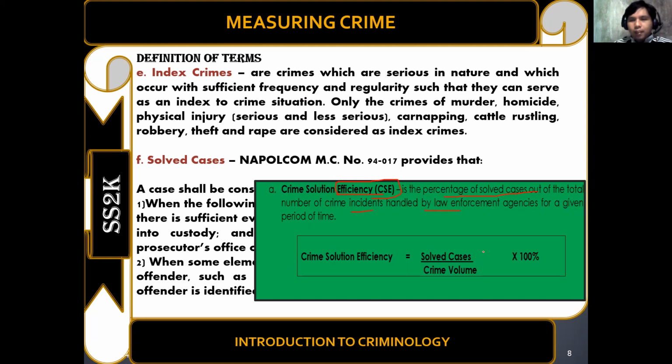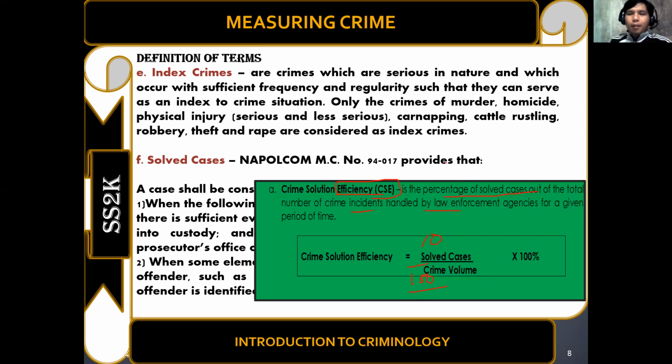For example, sa isang taon, sabihin na natin, na ang kaso na na-solve ay 10 out of 100. So ilang porsyento po yung na-solve out of the 100 crimes, di ba? Crime volume is the total number of crime. So paano po iso-solve yan? I-divide nyo lang. 10 divided by 100. Okay, that is 0.1 times 100. That is 10%. Di ba? So, 10% lang ang solution efficiency.